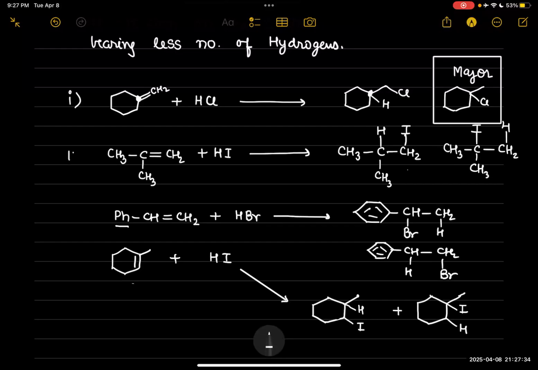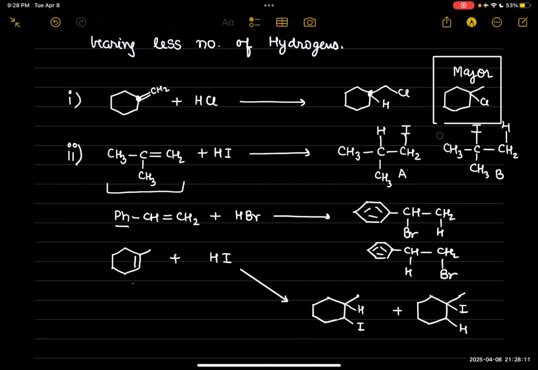So for the second one, I have written the possibilities. You need to tell me. Second one, Zainab, you can try. For this molecule, I put H and I like this and this, on the double bond. Can you tell me which one is the major product, A or B? Which is the major product? B. B is the major product.